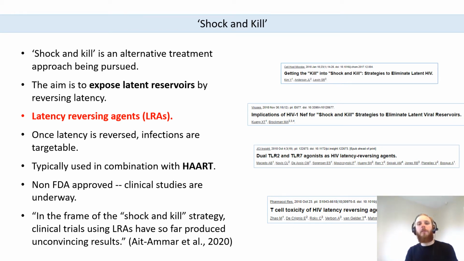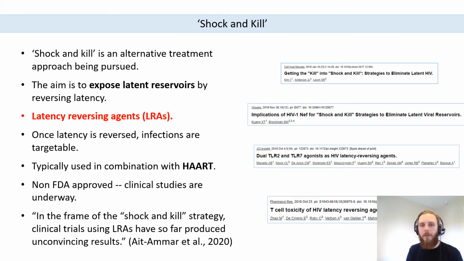For HIV, however, there was a lot of interest in this area, and the idea was if we can induce latently infected cells to start producing HIV, that will allow us to target them using antiretroviral drugs and other therapeutic interventions. So the idea is you're shocking these latently infected cells into action, you're shocking them into expressing the HIV genome, and then you're killing them with drugs. Again, the term is shock and kill. You're essentially forcing these cells to expose themselves, forcing the reservoirs to demonstrate the fact that they're infected, and then they can be targeted.